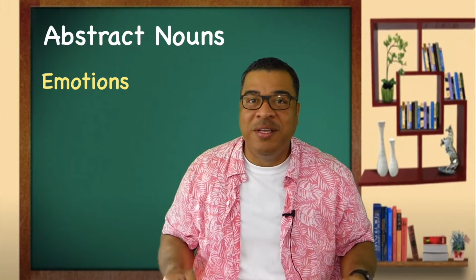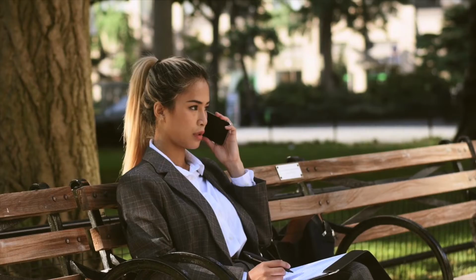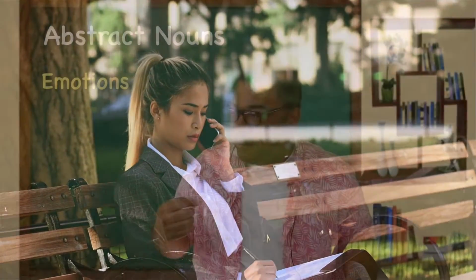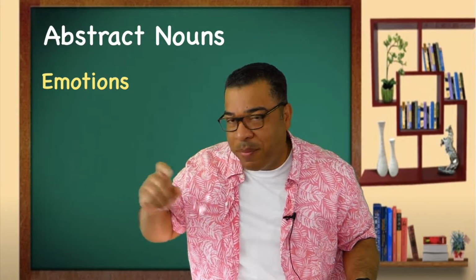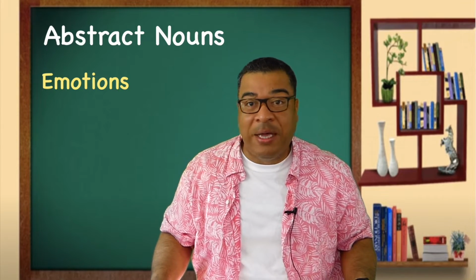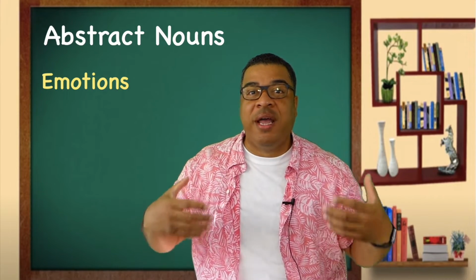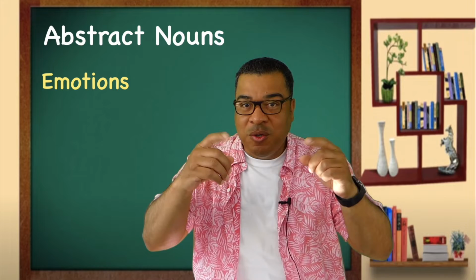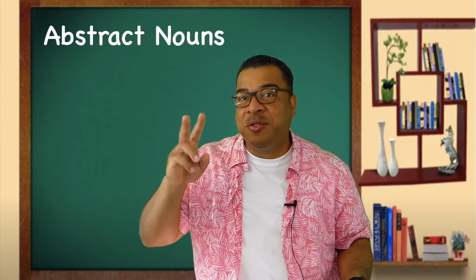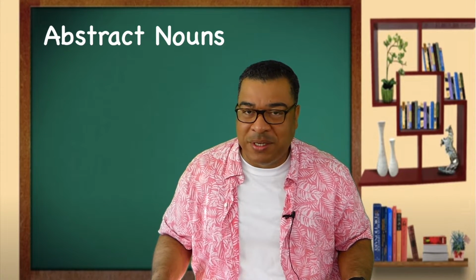Maybe you see the lady sitting on the bench and you think anger, but maybe me, when I walk past the same lady, I don't see anger because it's very abstract. It's what you feel in your mind. Now, there are two types of abstract nouns I want to take a look at today.